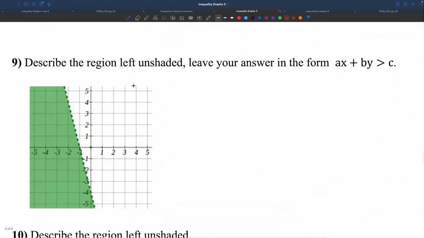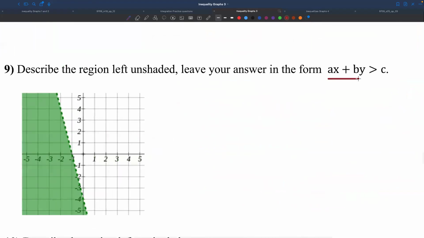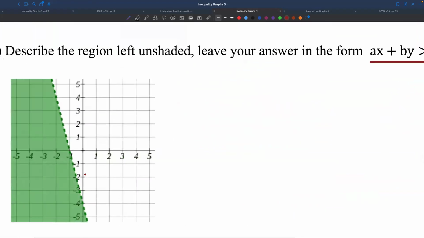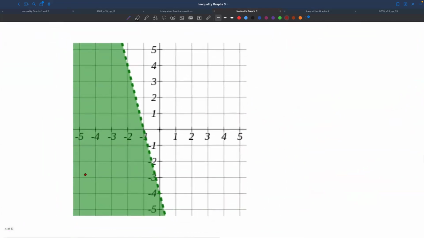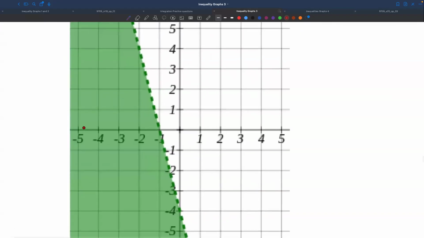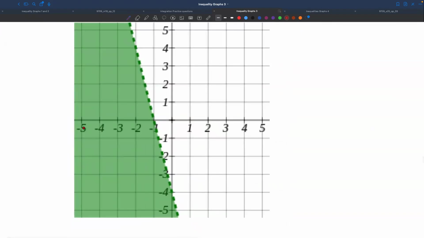Now try this one out on your own. Don't focus on this part. Don't even look at the question. Just look at the line, choose any two points, and then make the equation of the line.